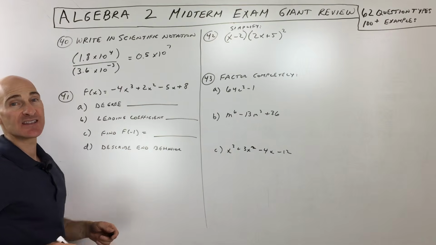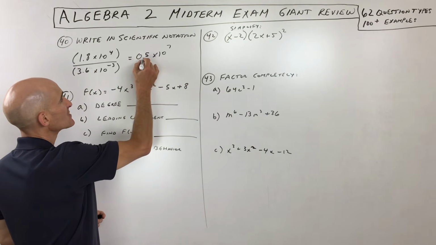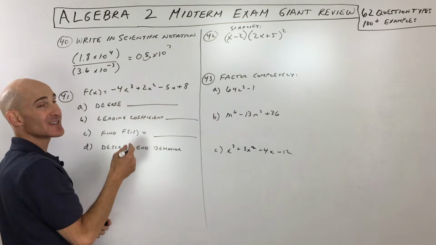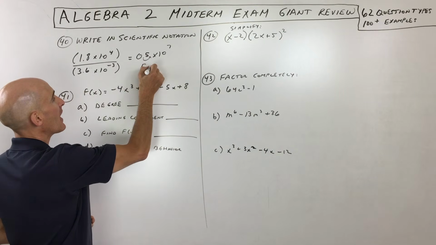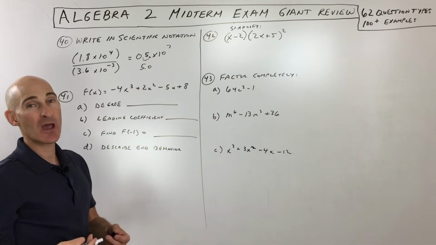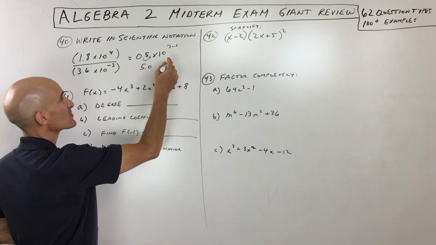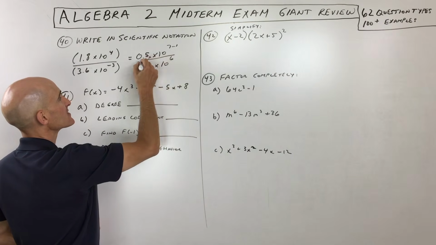But you can see this is not in scientific notation. We have to move this decimal point so that there's just a single digit to the left of the decimal point. So when we do that, we actually are making this number larger by a power of 10. To counterbalance that, we're going to subtract 1 from this power of 10 exponent, and that's going to make this 10 to the 6th.